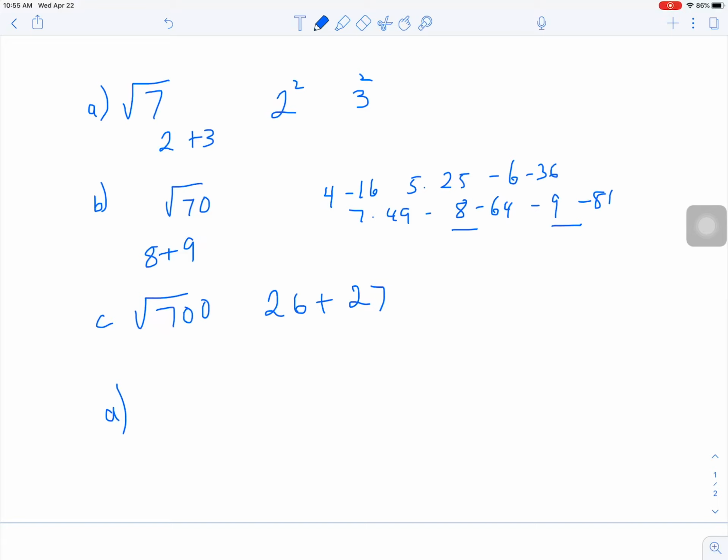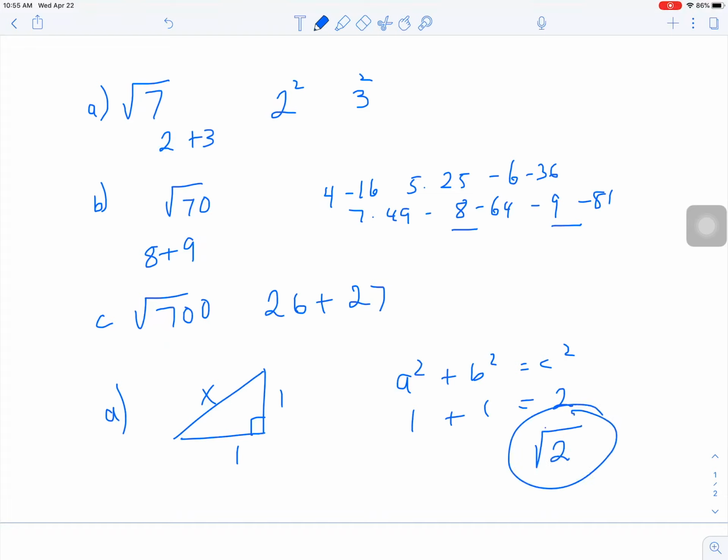D is find x. So we have a right angle here, we have 1 and 1, and they said find x. Well, we know the Pythagorean theorem says a squared plus b squared equals c squared. So we have 1 plus 1 equals 2. So we know that x would be the square root of 2.